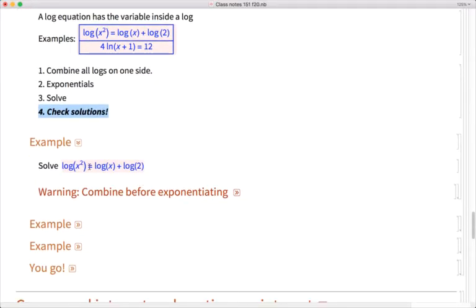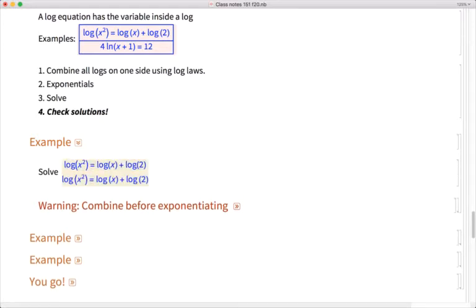Okay, so we're going to solve this equation, combine all the logs using log laws. So this is something we practiced last time. This is a sum of two logs, and so we can combine them as the log of the product.